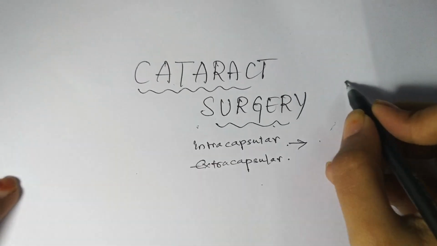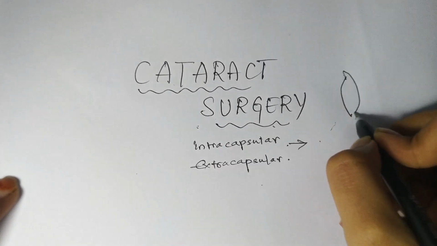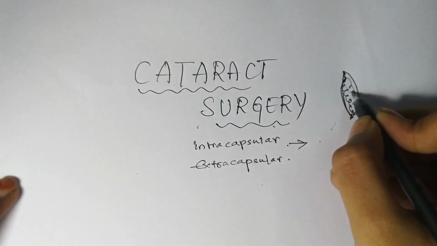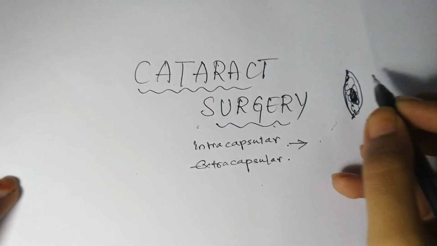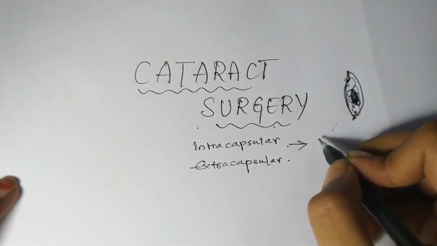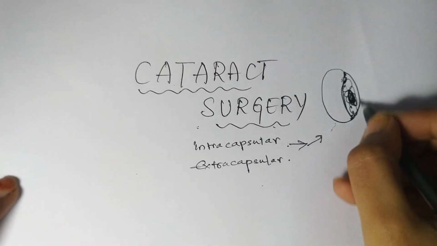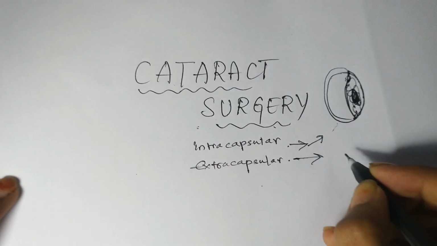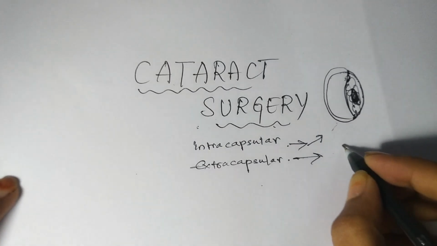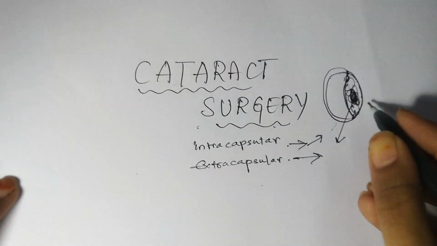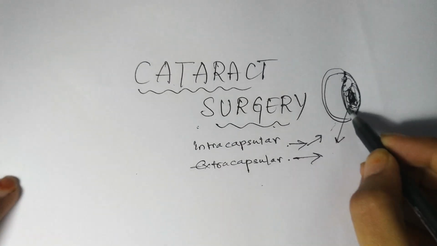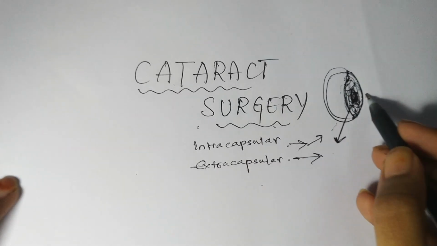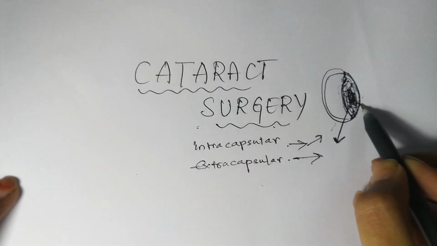That is, the structure of the lens, right? This is the anterior capsule, posterior capsule, and the cortex will be here and the nucleus will be here, right? In intracapsular lens cataract extraction, we extract the whole of this. And in extracapsular cataract extraction, we will remove only the cataractous part. If it is nuclear cataract, we will extract only that cataractous part along with the cortex, but the lens capsule will be intact. We will not remove the lens capsule.